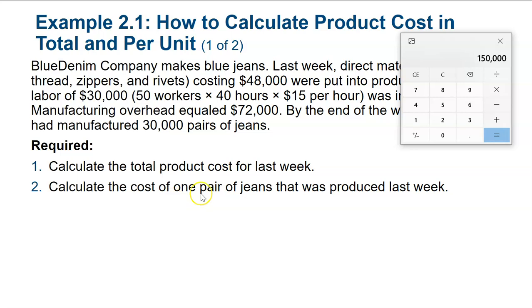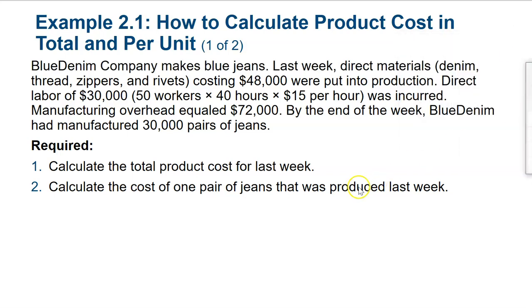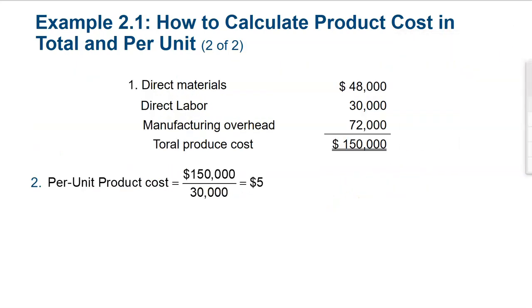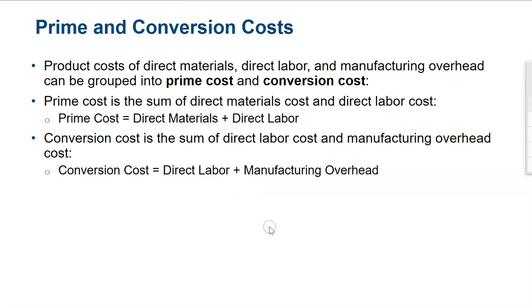Calculate the cost of one pair of jeans that was produced last week. Well, that's pretty simple. All we have to do is divide that $150,000 in product costs by the number of output, and that's going to give us $5 per pair. So, probably not designer jeans. Okay, and if we look at the next slide, I think we will see pretty much that exact same calculation has been done for us here, $5 per unit.